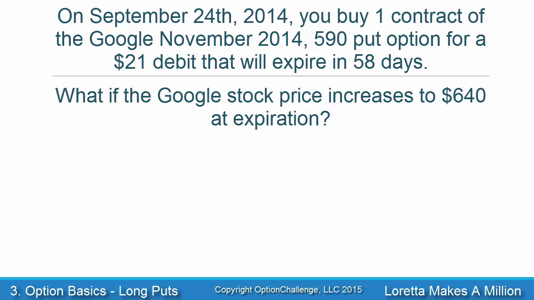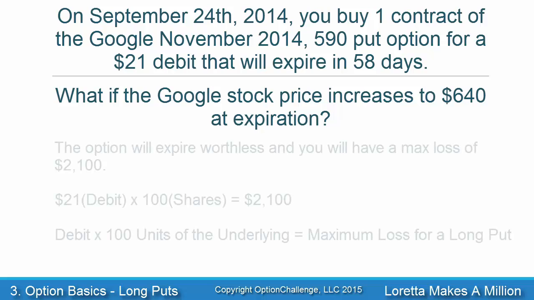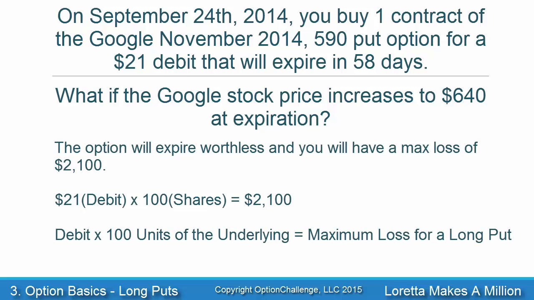Question: what if the Google stock price increases to $640 at expiration? You will not exercise the option. It will expire worthless, and you will have a max loss of $2,100. Here is how the loss is derived. $21, the debit you paid to buy the put, times 100 shares of Google, which would equal $2,100. The maximum loss for a long put is the debit times 100 units of the underlying.